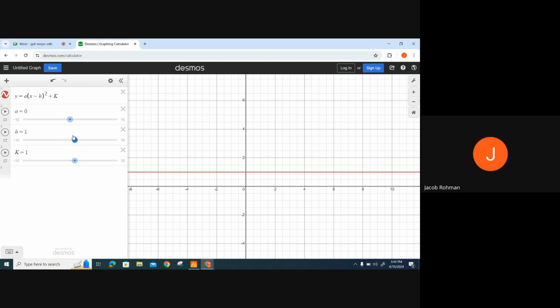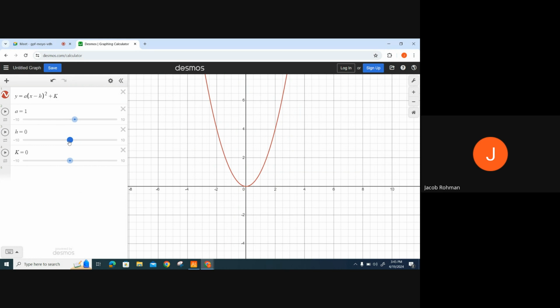Okay, now let's look at what happens with h. So we're going to put a back at 1 for the parent function. And then we're going to go h slide. When h is 0, there's h is 0. So here's the parent function. When h is 0, we have the vertex at 0, 0.